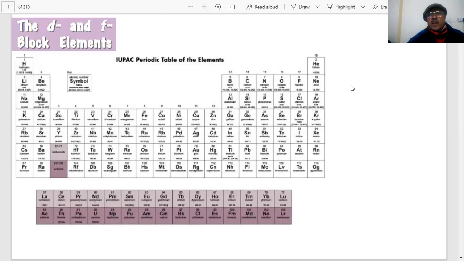Transition elements, D and F block elements. A very important topic for every exam. A lot of questions will be coming from this topic, D and F block elements, students.